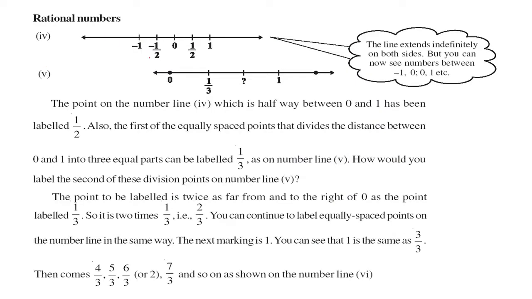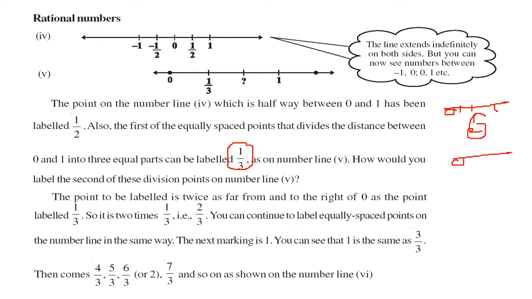So the rational numbers, they are of the p by q form. So if you have a number line, say 0 and 1, what is this? This is nothing but 0 plus 1 by 2, that is half. What is this? 0 plus half by half. So 0 plus half by half, or half, they are again rational numbers. So if you want to label 1 by 3, how to do?